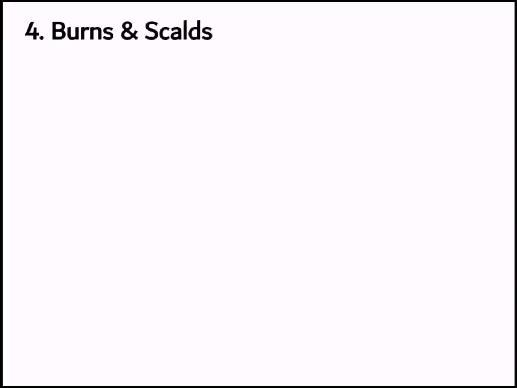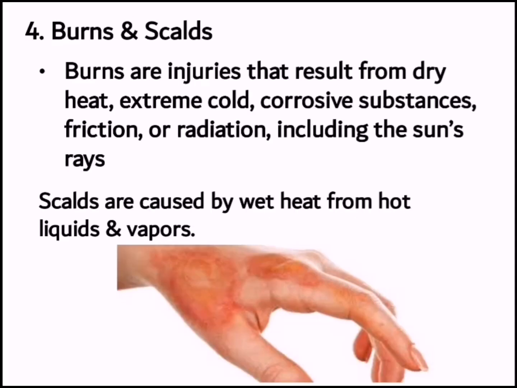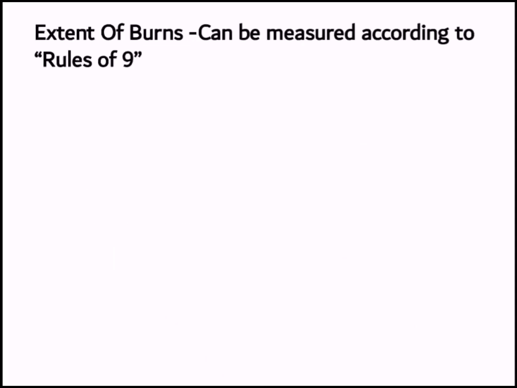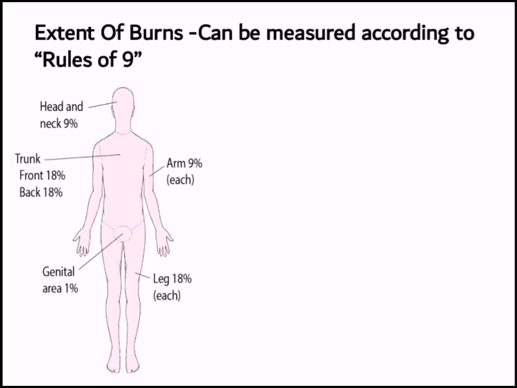4. Burns and scalds. Burns are injuries that result from dry heat, extreme cold, corrosive substances, friction or radiation, including the sun's rays. Scalds are caused by wet heat from hot liquids and vapors. The extent of burns can be measured according to the rule of 9s. Head and neck 9%, arms 9% each, trunk front 18%, back 18%, genital area 1%, legs 18% each.